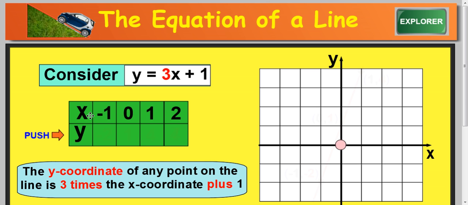Again, you could have picked any x values you liked. As long as you can get 3 points or 4 points, you can join them up and create your straight line. Make sure your straight line is going right through the diagram.